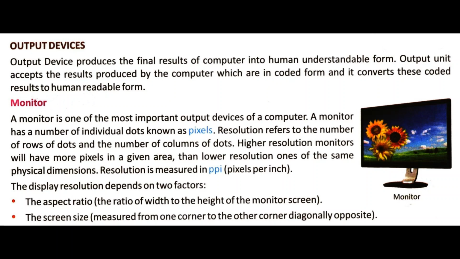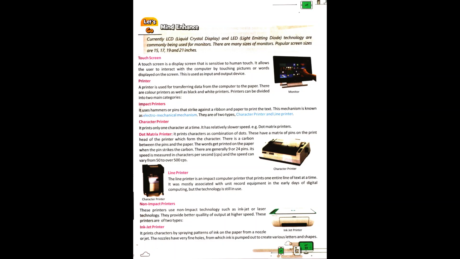The display resolution depends on two factors. First one, the aspect ratio, the ratio of the width to the height of the monitor screen. It means the size of the monitor screen. Second one, the screen size. Screen size is measured diagonally from one corner to the other corner of the monitor.